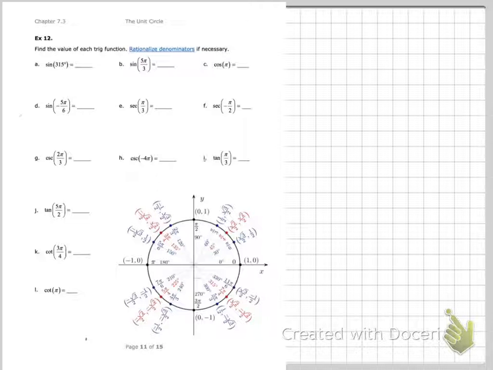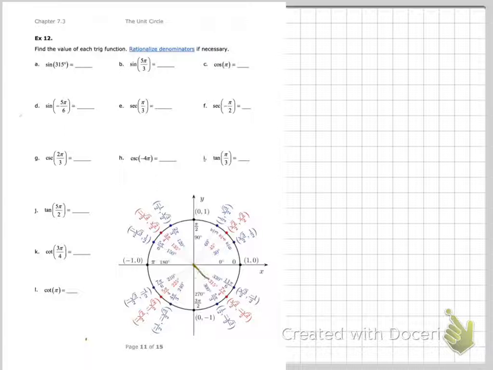Okay, so this is chapter 7.3, the unit circle. We are on page 11, and we're going to continue what we did on page 10. We are just going to read values right off the unit circle. Okay? So a sine of 315, we are going to start by finding 315.